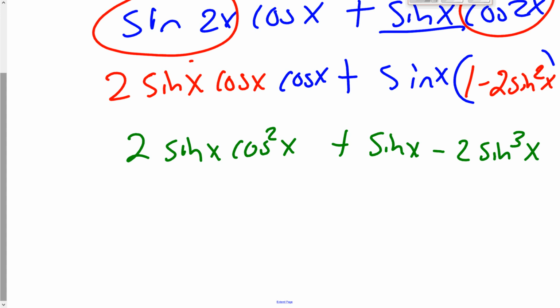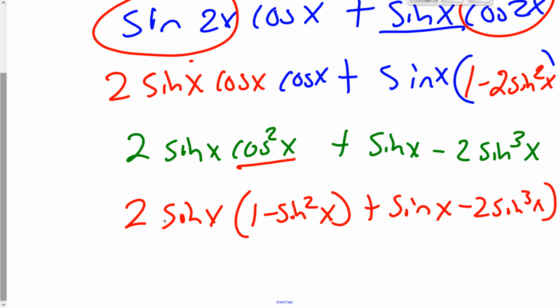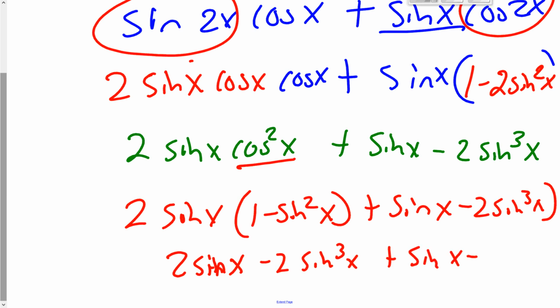But before I rearrange them, I need to turn this cosine squared of x into sine, right? Because I want it in terms of sine. So this is 2 sine x times this cosine squared, which is 1 minus sine squared of x, right, by Pythagorean identity. Now I can go ahead and distribute that one. So distribute this 2 sine x to the 1. Sine x, that's 2 sine x, and then minus 2 sine cubed x plus sine x minus 2 sine cubed x.